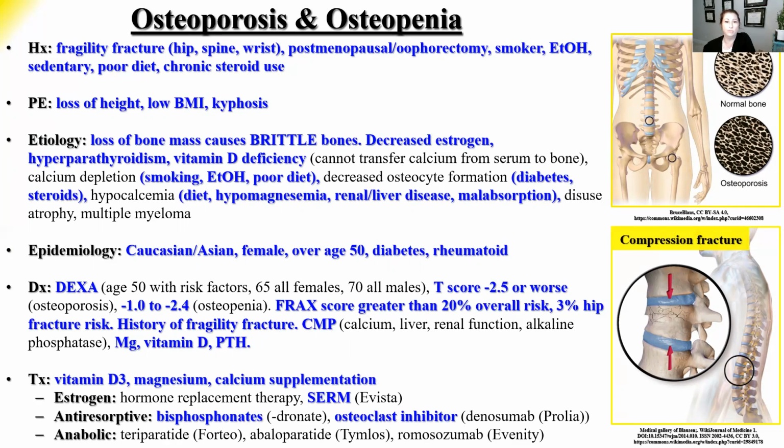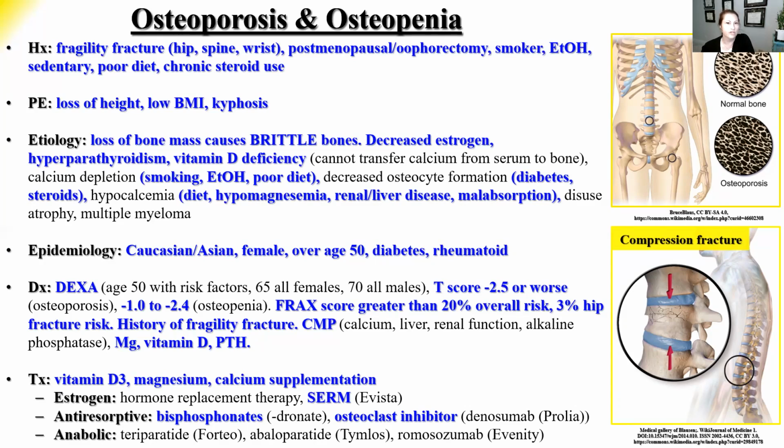If they have decreased osteocyte formation, which we see in diabetics and people who use steroids. And then hypocalcemia, either from their diet, if they have low magnesium, that can also cause this, renal disease, liver disease, or malabsorption, disuse atrophy. People who are very sedentary, they are not stressing their bones. Every time you stress the bone, you put down layers and layers of bone called lamella. And 150 minutes a week, we see a huge difference in the quality of the bone. And then multiple myeloma is a very rare secondary cause of osteoporosis that causes punched out lesions in the bone and makes them appear thinner and more likely to have atraumatic fractures.